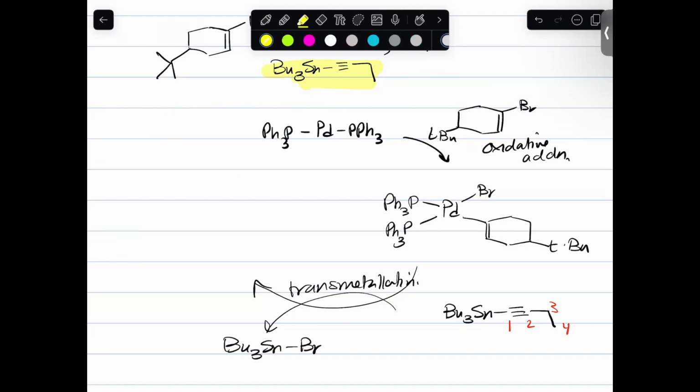And you're swapping the halogen and, of course, the triple bond, so that now your palladium not only has the vinyl group, but the triple bond system.